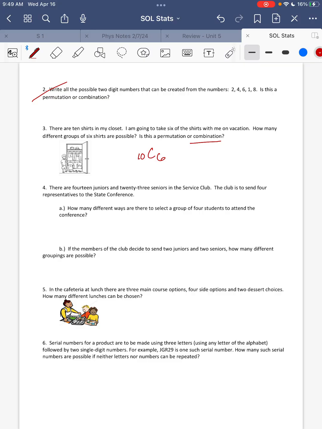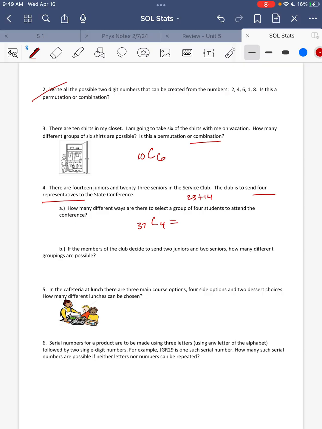So here, 14 juniors and 23 seniors in a club. They're going to send 4 representatives. They're all going to do the same thing, right? So how many different ways to select a group of 4 students to attend the conference? 23 plus 14, that's 37 people. So from 37, I'm going to choose 4 of them to go. And I would do that on my Desmos.